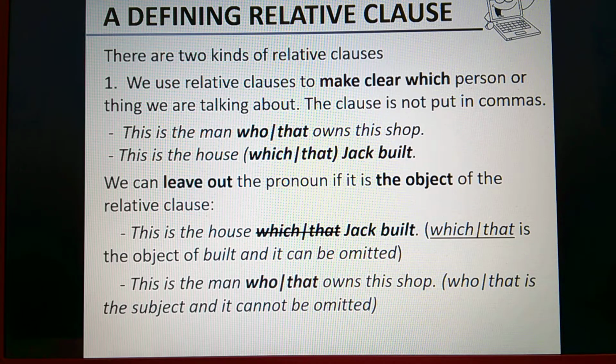We can leave out the pronoun if it is the object of the relative clause. This is the house Jack built. Which, that is the object of build, and it can be omitted. We can drop it. This is the man who owns this shop. Who is the subject, and it cannot be omitted. We can't drop it.